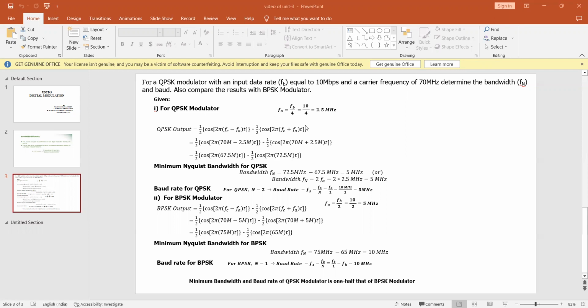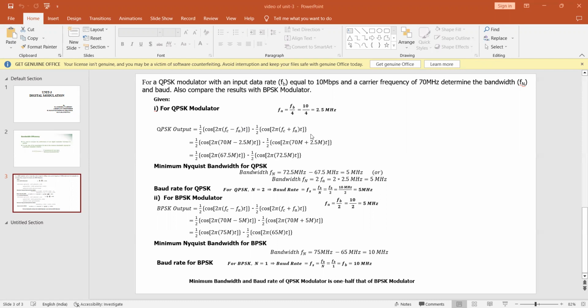The general formula for calculating bandwidth is upper cutoff frequency minus lower cutoff frequency. To calculate the upper and lower cutoff frequencies, we take the QPSK output equation. In this equation, we have fc plus fa and fc minus fa. fc plus fa is the upper cutoff frequency and fc minus fa is the lower cutoff frequency. fa is the highest frequency of the modulating signal, the input message signal.